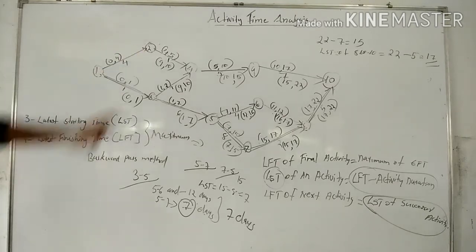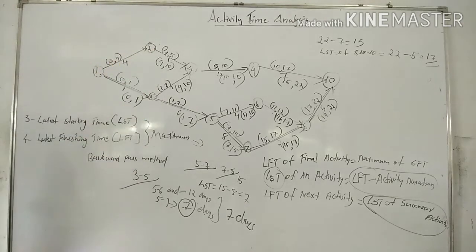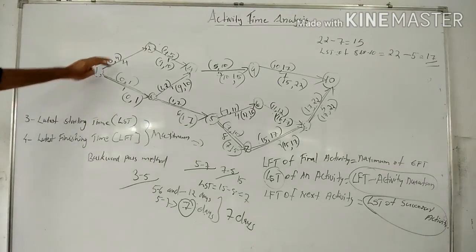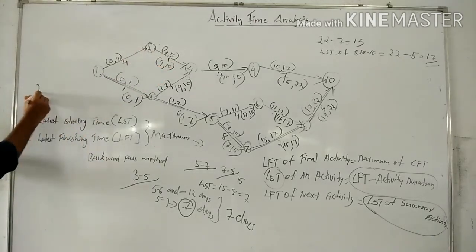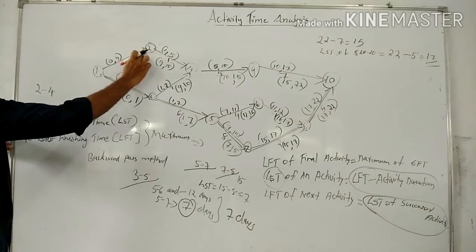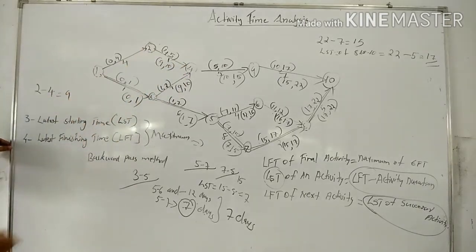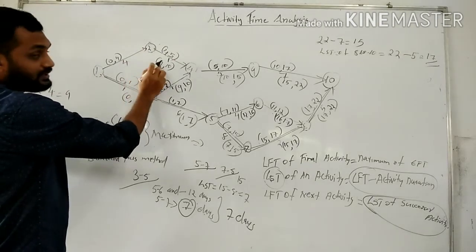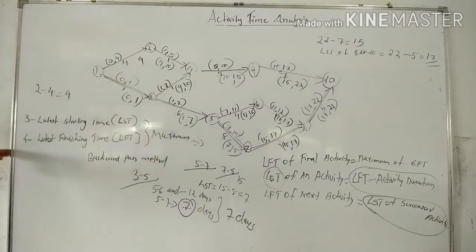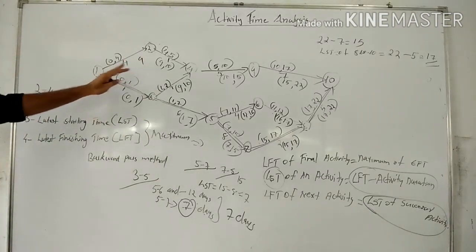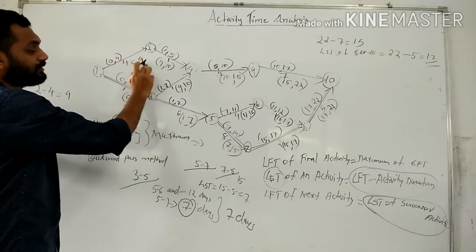Then for activity 1 to 2, the only remaining calculation, the successor activity is 2 to 4. The LSP of 2 to 4 is 9. So LSP is equal to 9, and for the first activity, LSP is 9 minus 4, that is 5.